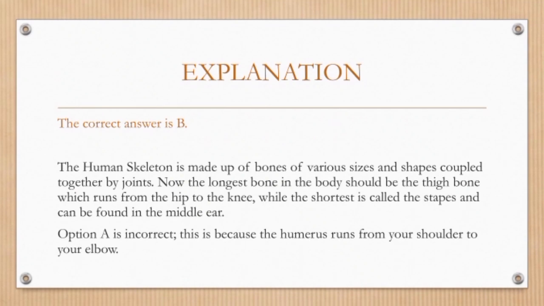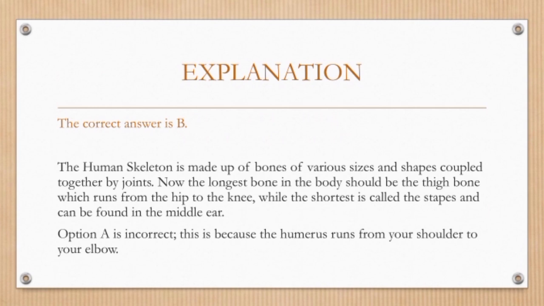The human skeleton is made up of bones of different sizes and shapes, joined together by joints. The longest bone in the body runs from the hip to the knee, while the shortest bone is called the stapes, and it can be found in your middle ear.